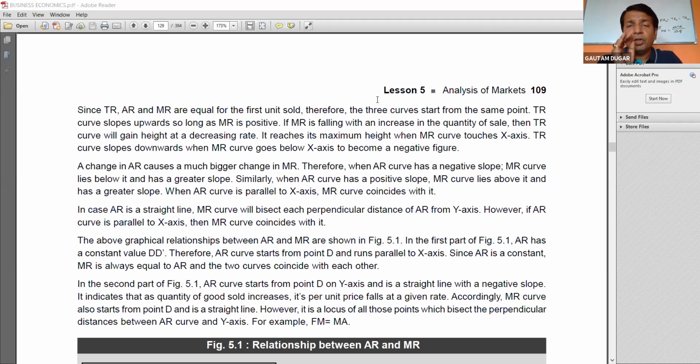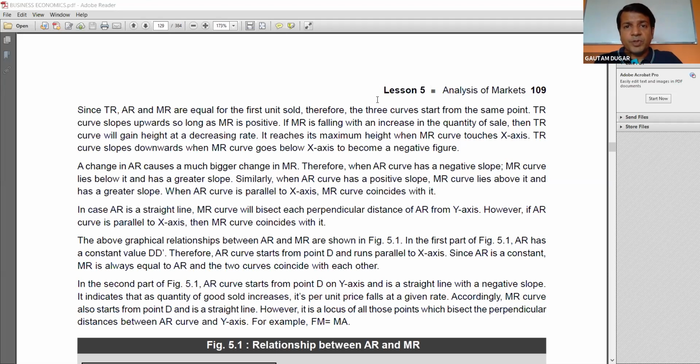Now, when you're talking of fixed price, what does that mean? The price that remains fixed in the market? No, it's not that. It means that at a particular point of time, the same price will prevail in the market. That is, every seller will be selling his product at the same price.